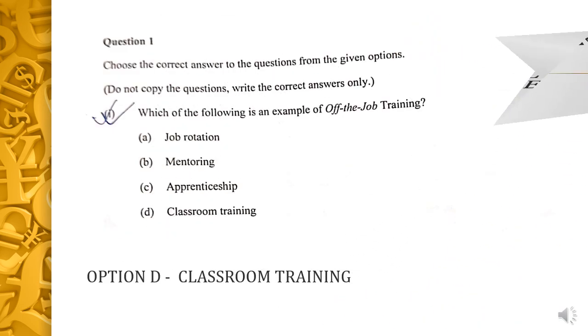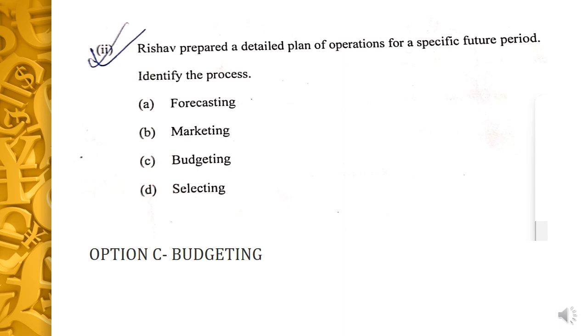The first question, which of the following is an example of off-the-job training? So obviously the answer will be option D, classroom training, because all others are examples of on-the-job training. This question says a detailed plan of operations, because of which the answer will be budgeting and not forecasting. Budgeting is a statement of planned events, whereas forecasting is a statement of events that are likely to happen.